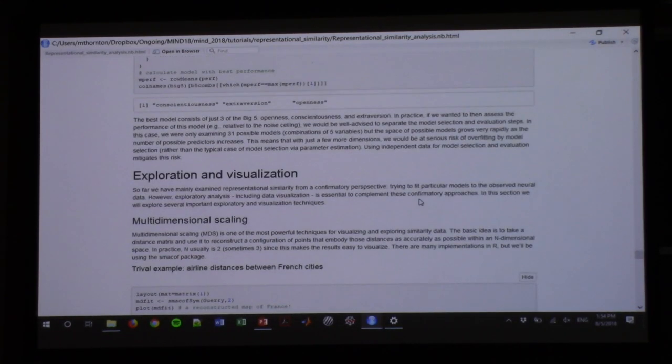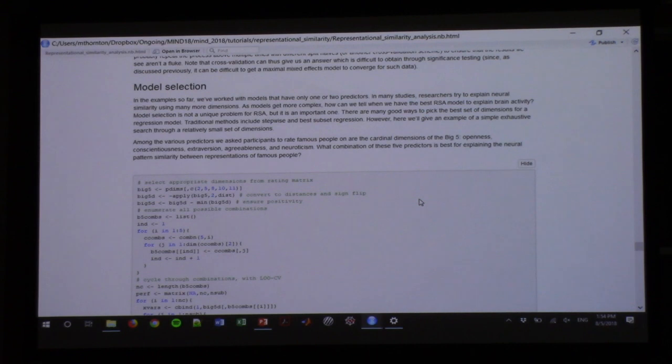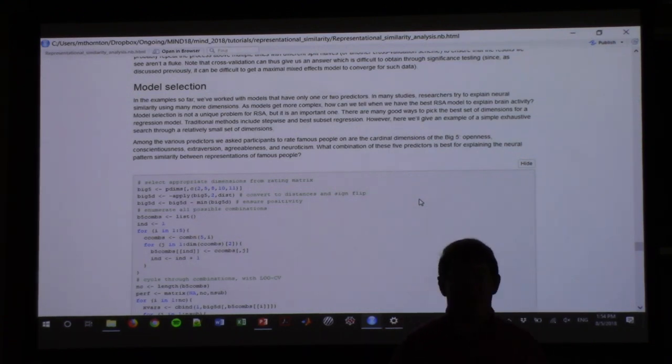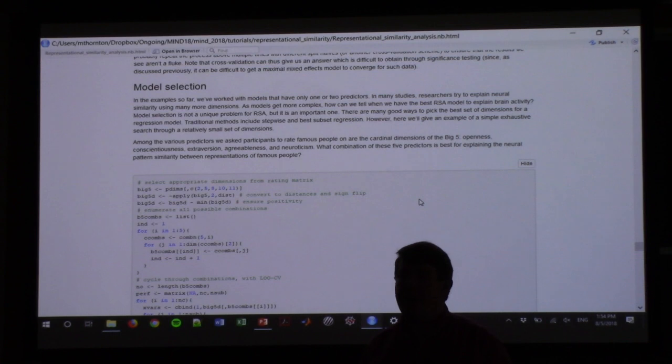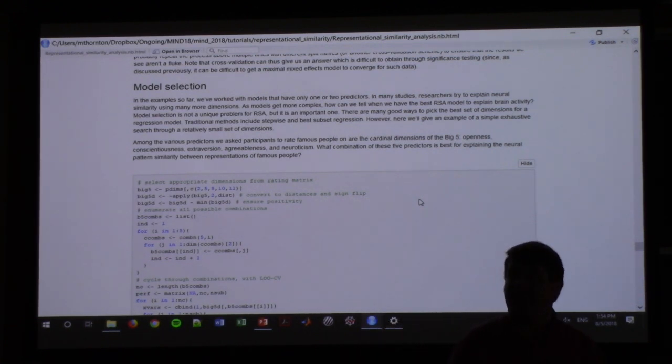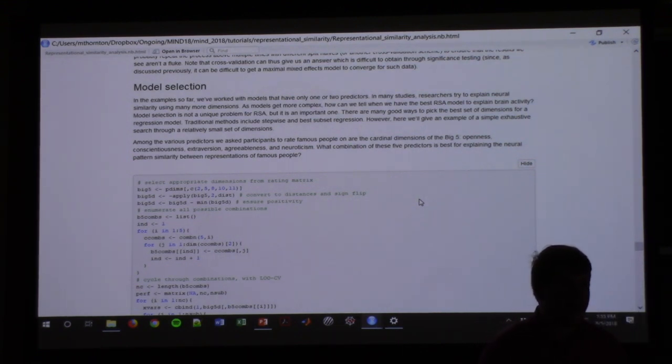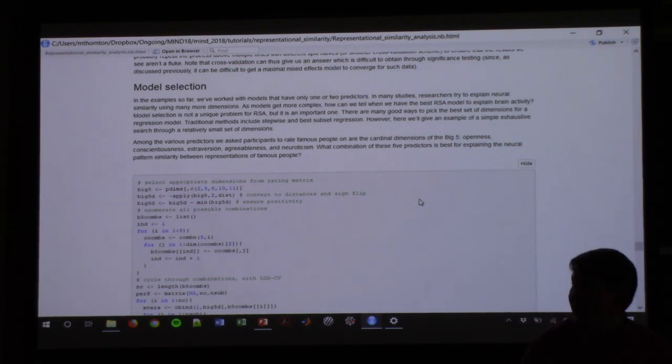The last topic I'll cover in this section is model selection. So you might have a big set of features, and you're interested in what combination of them allows you to best explain the similarity between neural patterns of brain activity. So in this particular case, we're going to take the big 5 personality traits that I mentioned to you earlier and see what combination of those 5 allows us to best predict the neural similarity data that we have.